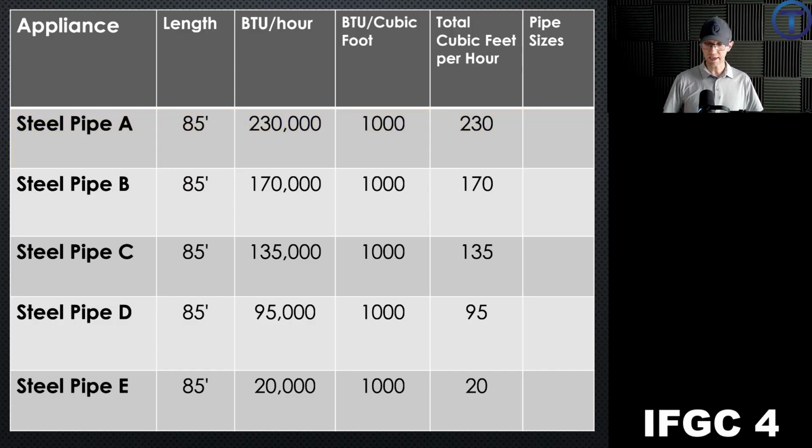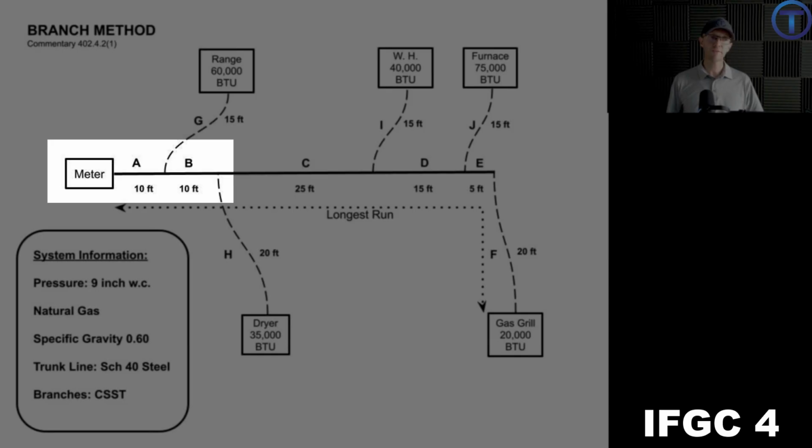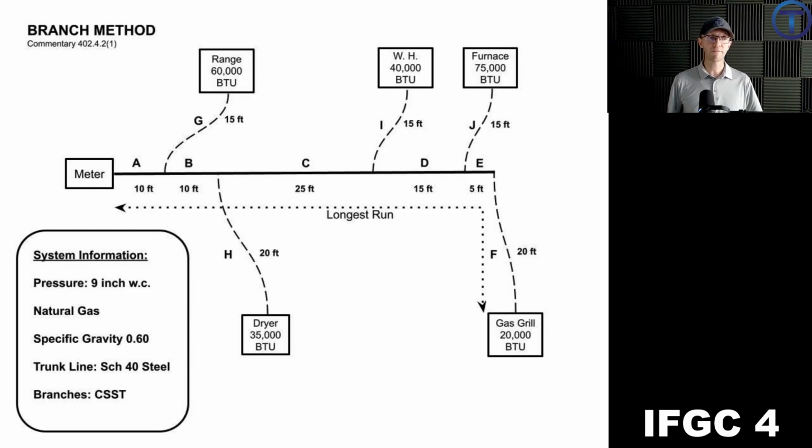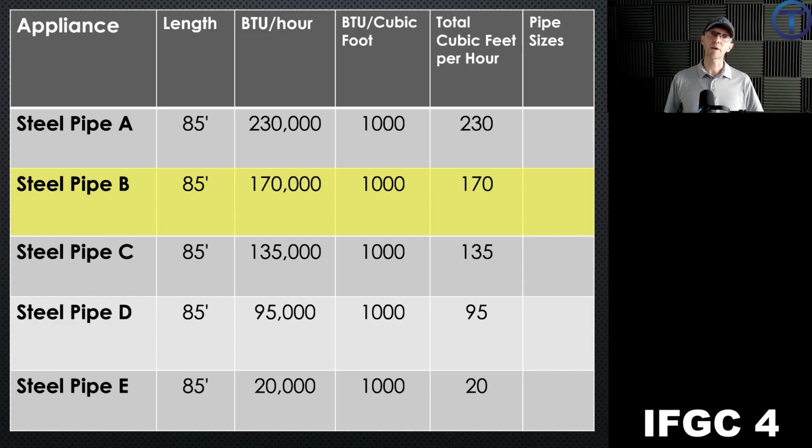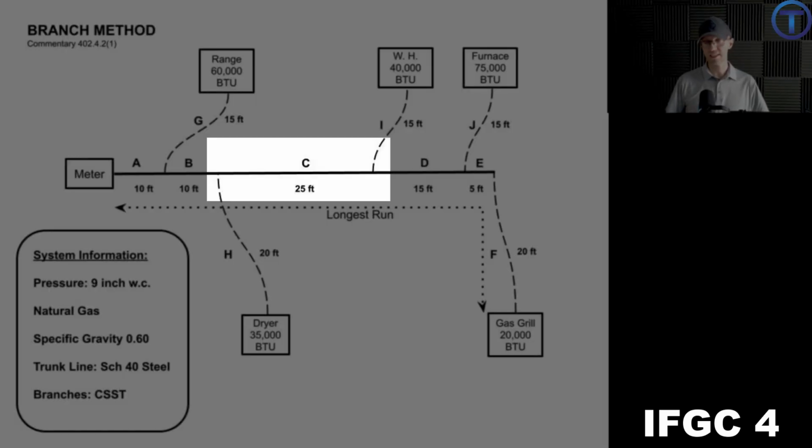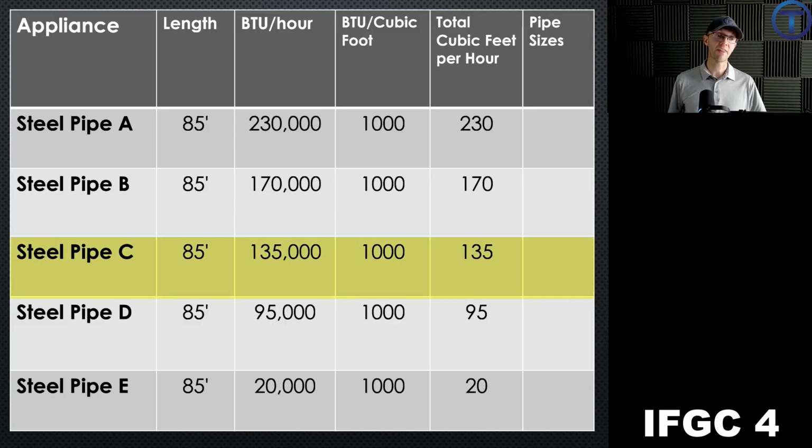Look at section B. Section B continues on after the range, so we subtract 60,000 BTUs off of our total. That's going to leave us with 170,000 BTUs divided by 1,000. That gives us 170 cubic feet per hour. Let's examine section C. The total BTUs for those appliances is 135,000 BTUs. We divide by that 1,000 and we get 135 cubic feet per hour.